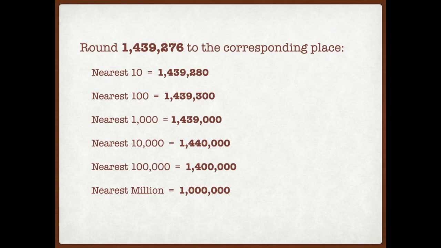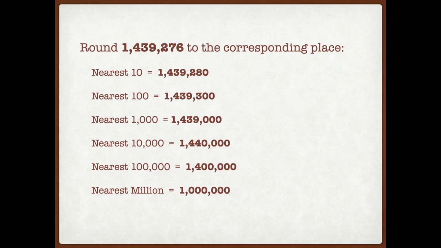1,439,276. Let's round it to the nearest 10. I'm going to underline the 7. So the nearest tens place, I'm going to underline 7, and I'm going to circle the 6. The 6 is greater than 5. It's 5 or greater. So that 7, I'm going to add 1 to it, becomes an 8. So everything to the right of what I'm focusing on rounding becomes a 0.